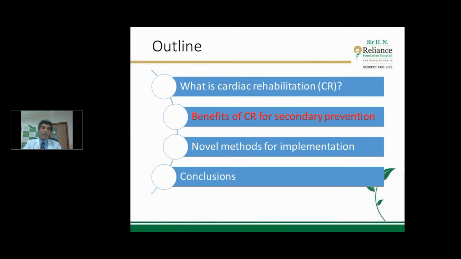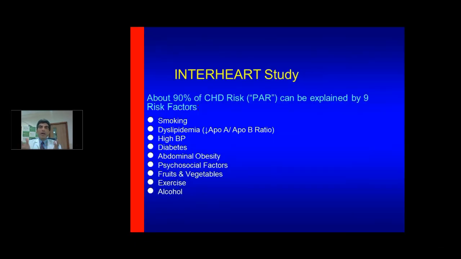In terms of the benefits of cardiac rehab for secondary prevention, let's first look at the risk factors that we're preventing. The Interheart study clearly explained that 90% of all coronary heart disease risk can be attributed to 9 major risk factors. Smoking and tobacco consumption, dyslipidemia. We know that in the Indian population, it's common to have a low HDL level, a high triglyceride level, high blood pressure, diabetes, abdominal obesity, psychosocial factors like stress, anxiety, hostility, depression, low fruit and vegetable consumption. Exercise, or rather lack of exercise, is a very, very important risk factor in our country, and alcohol consumption.